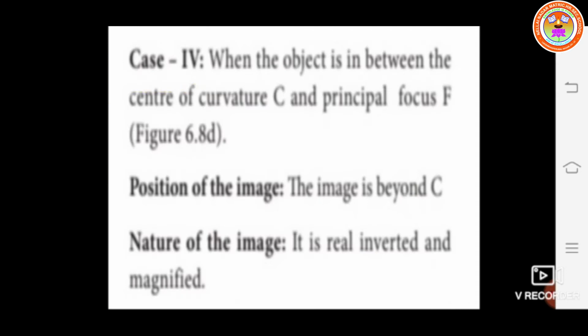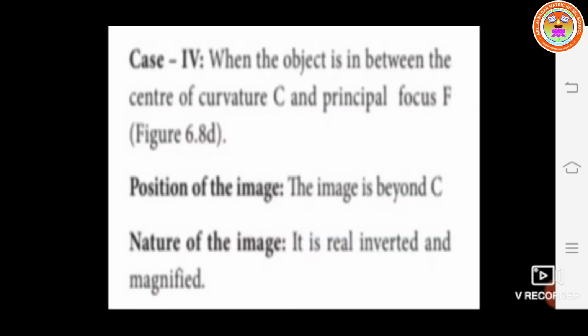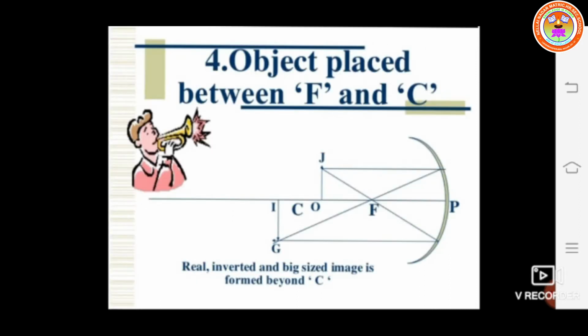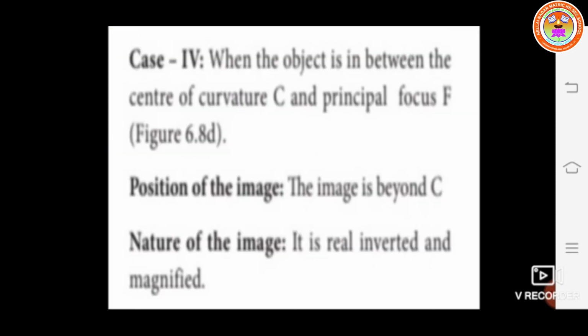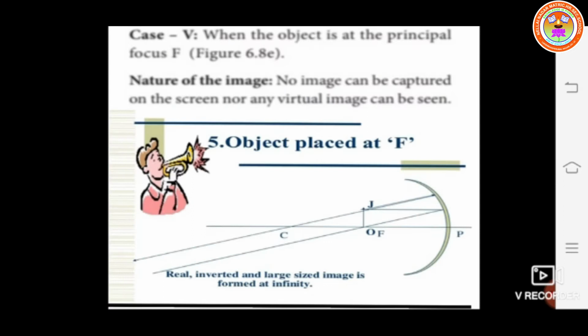Next, case 4: when the object is in between the center of curvature and the principal focus. Here the image is formed beyond C. This is point C, and the image is formed beyond C. The nature of the image is real, inverted and magnified.